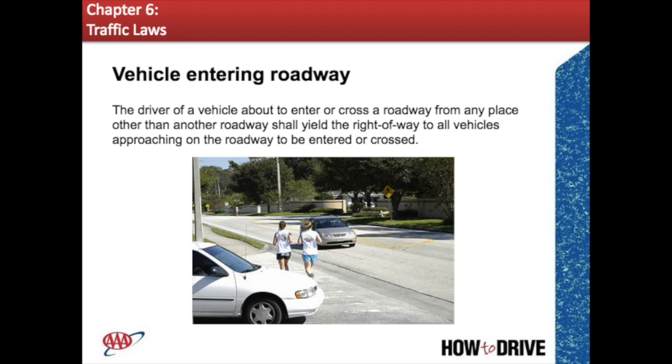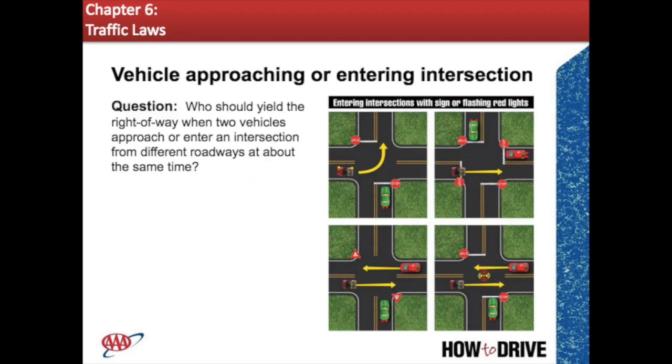Vehicle entering the roadway. The driver of a vehicle that is about to enter or cross a roadway from any place other than another roadway shall yield the right-of-way to all vehicles approaching on the roadway to be entered or crossed. Vehicles approaching or entering the intersection. When two vehicles approach or enter an intersection from different roadways at approximately the same time, the vehicle on the left shall yield the right-of-way to the vehicle on the right.